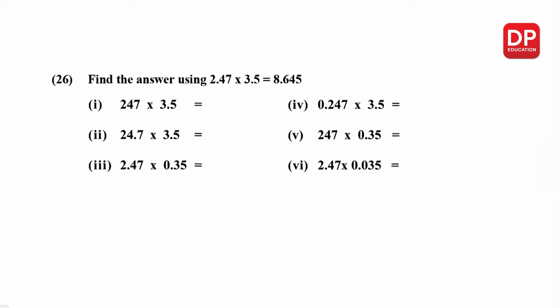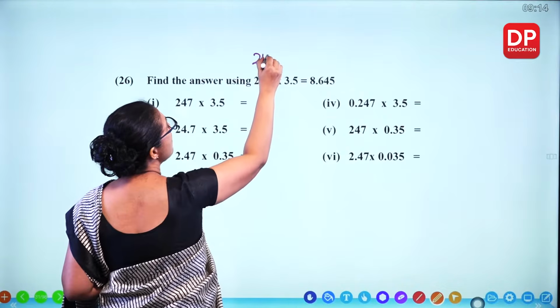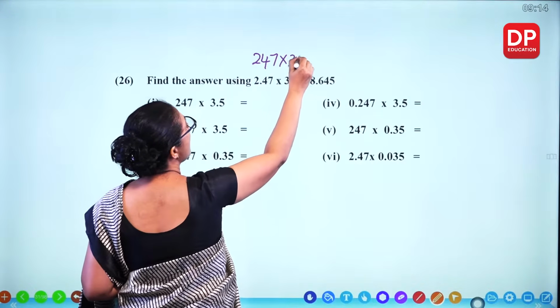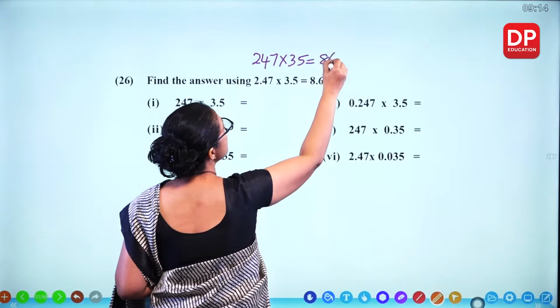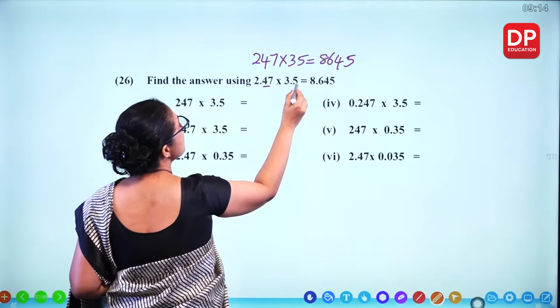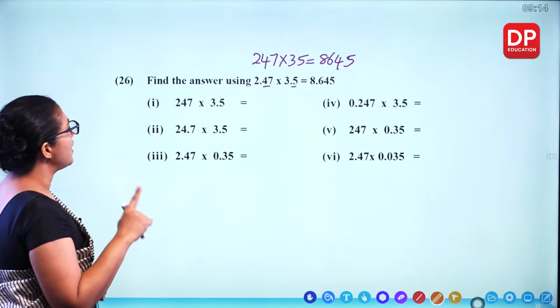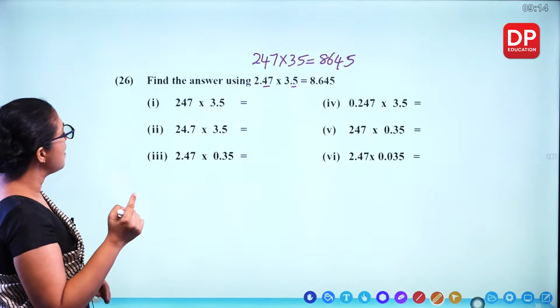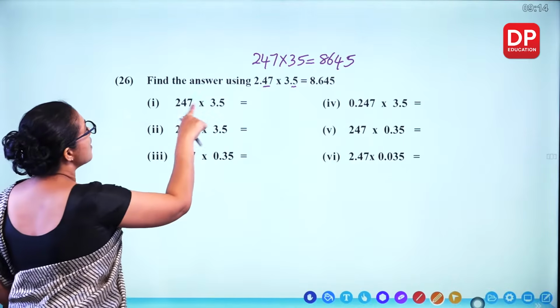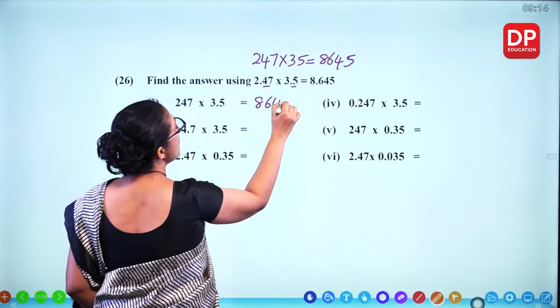Find the answer using this one. Now here, that means 247 into 35 is 8645. Here 2 places and 1 place, that means 3 places you have to keep. Now look at that one and answer this. Same digits, 1 place you have to keep, that means 864.5.